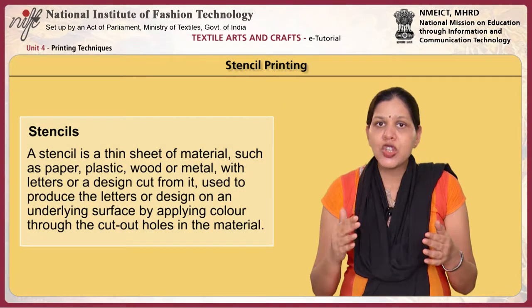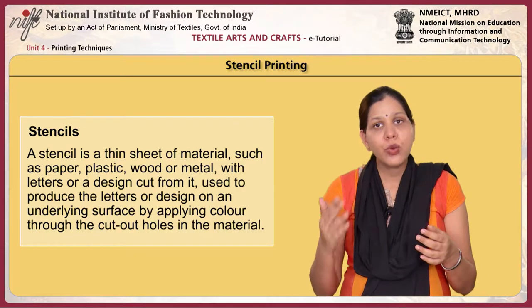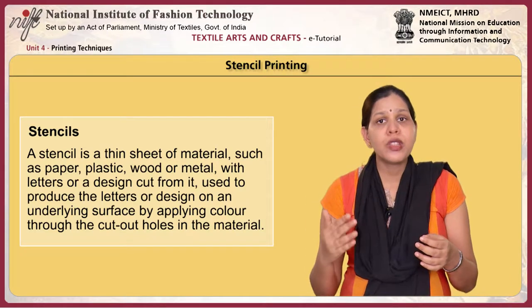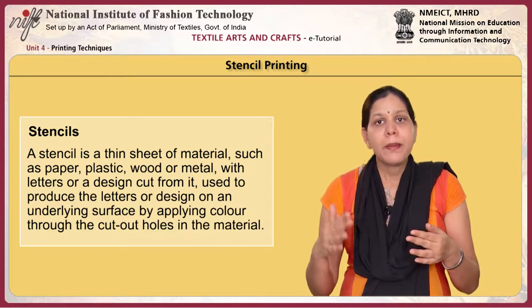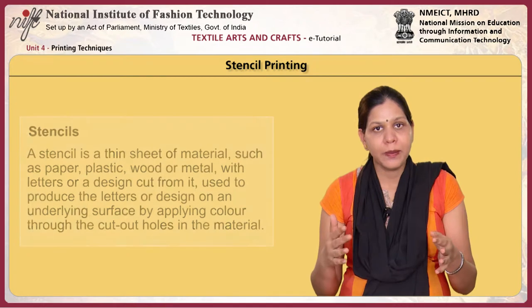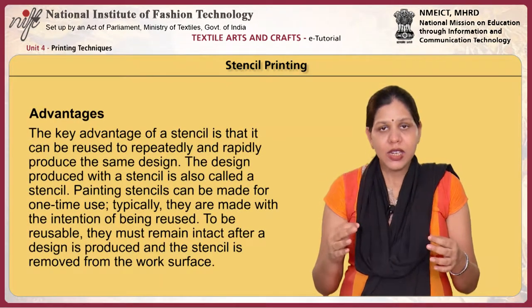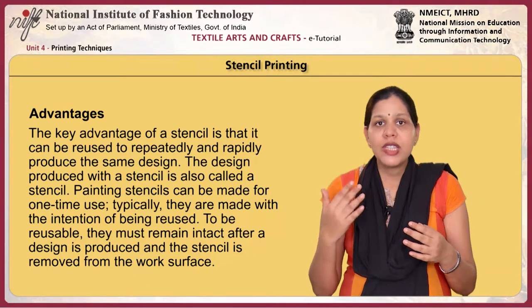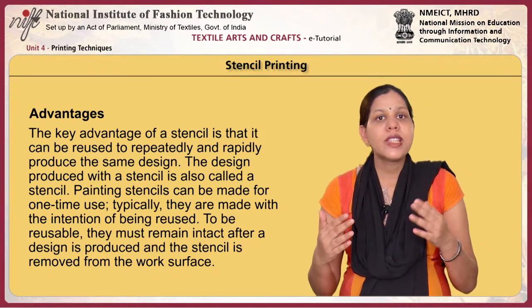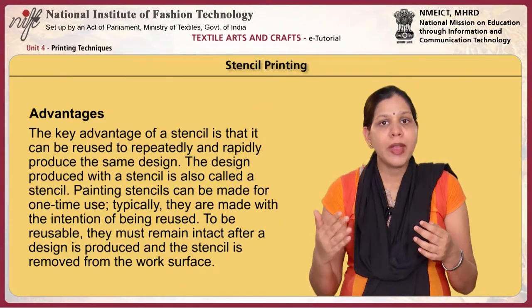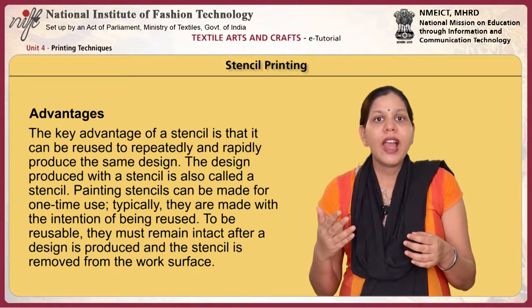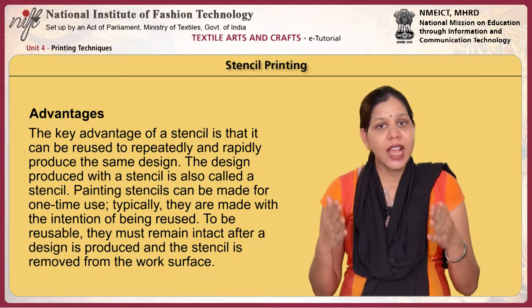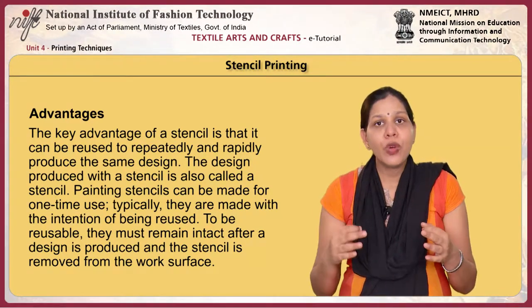A stencil is a thin sheet of material such as paper, plastic, wood, or metal with letters or a design cut from it. This is used to produce the letters or design on an underlying surface by applying color through the cutout holes in the material. The key advantage of a stencil is that it can be reused to repeatedly and rapidly produce the same design. The design produced with a stencil is also called a stencil. Painting stencils can be made for one-time use. Typically, they are made with the intention of being reused. To be reusable, they must remain intact after a design is produced and the stencil is removed from the work surface.